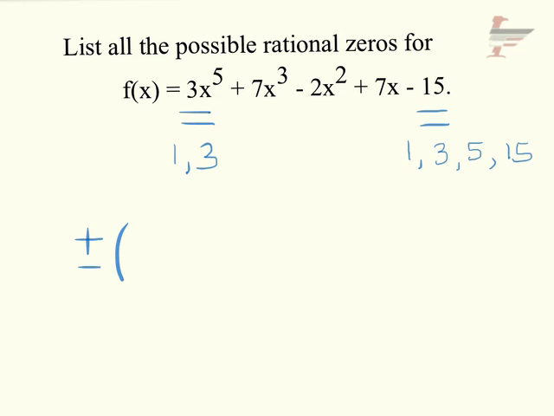So I'm going to start with 1. So I know it's 1 over 1 and 1 over 3. So that's obviously 1 and 1/3. Then I'm going to scooch to 3, so 3 over 1 and 3 over 3. So 3 over 1 is 3, but 3 over 3 is just 1 again, so I don't need to repeat it. 5 over 1 and 5 over 3, so that's 5 and 5/3. And lastly, 15 over 1 and 15 over 3, but that's 5 again, so I only need 15. And there's all of your possible rational zeros.